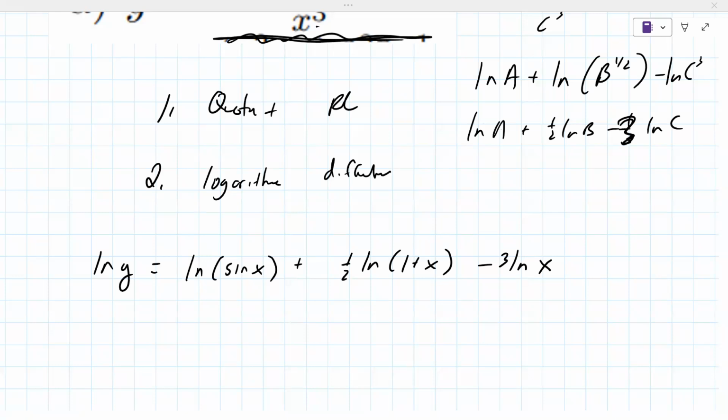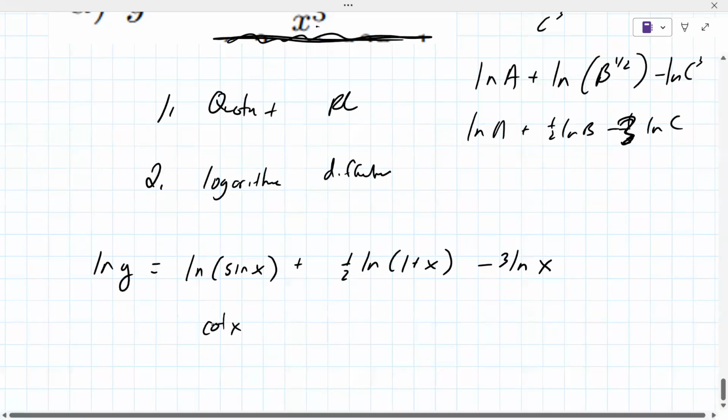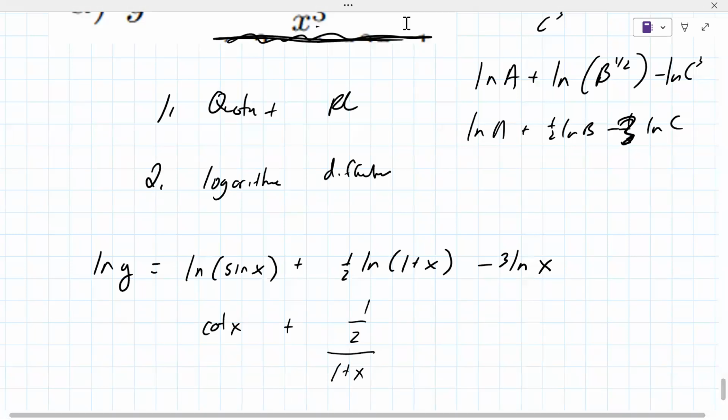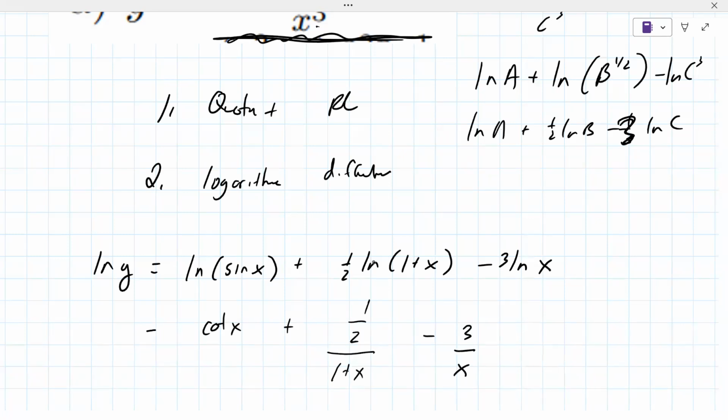Okay, so I have cotangent x plus 1/2 over x. Does that work? Oh, 1 plus x, the whole thing. Okay, minus 3 over x.